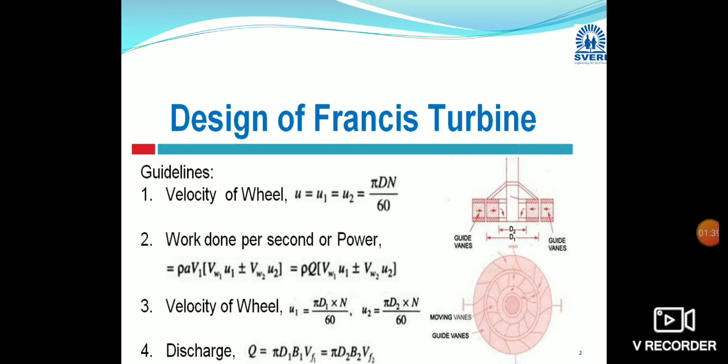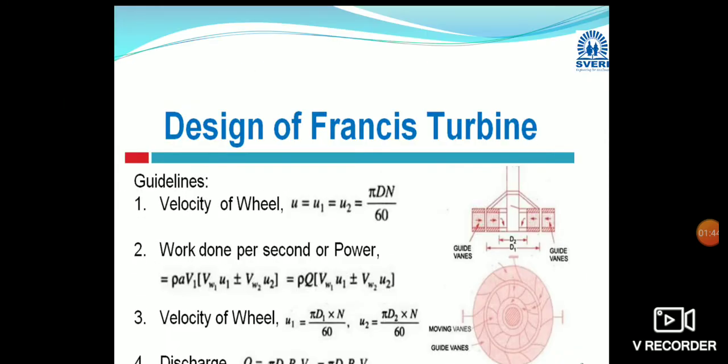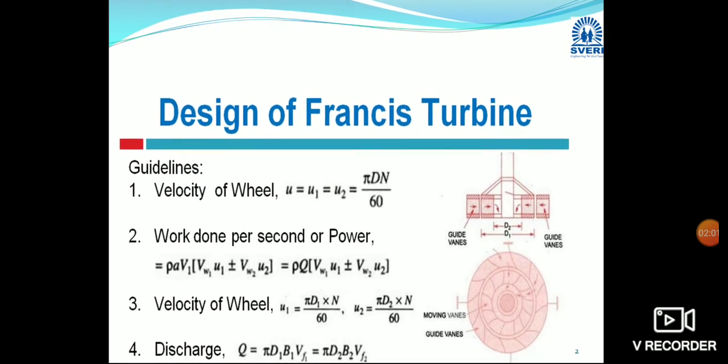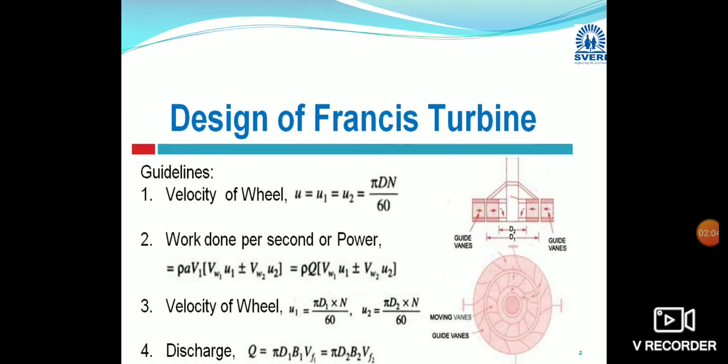When water is entering, it enters from the periphery, and that diameter of the runner we call the external diameter, d1 in this case. The internal diameter, which is responsible for the exit of the water, is called d2. So for the Francis turbine, two diameters play a very important role: one is the external diameter d1 and the other is the internal diameter d2.